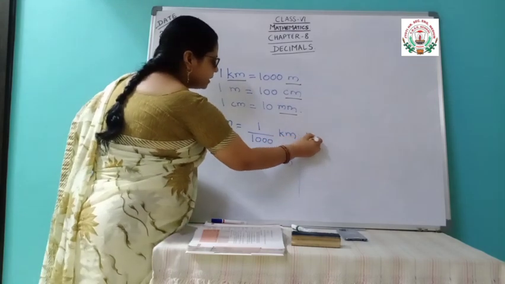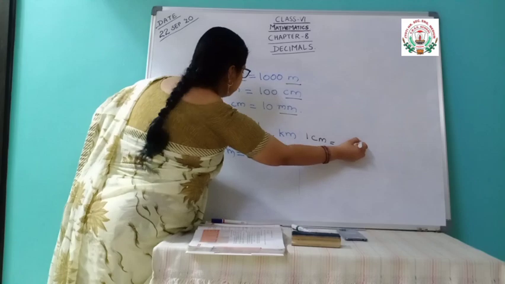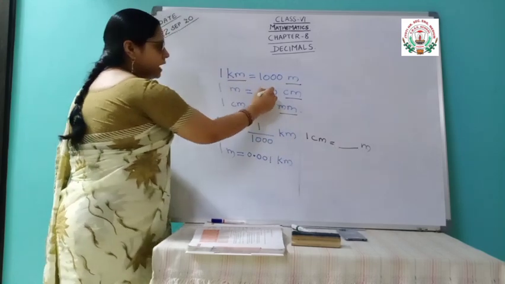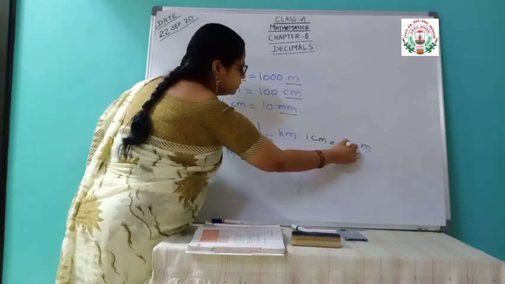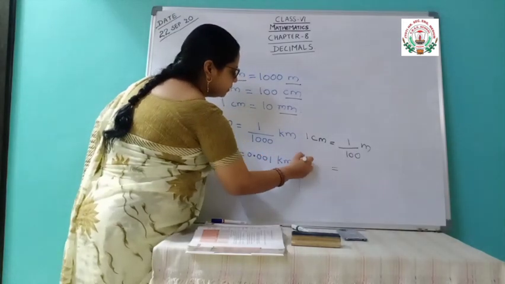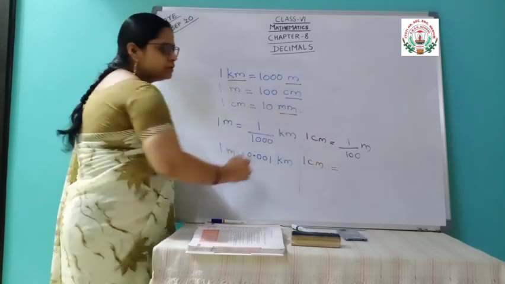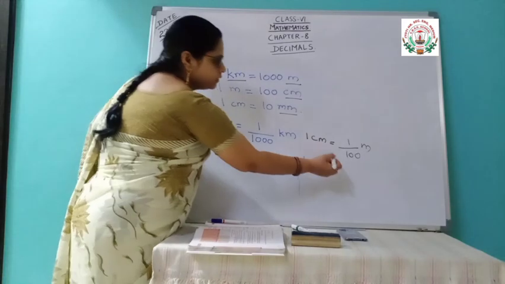That is, 1 centimeter is equal to how many meters? So that 100 will come to this side in the denominator. So that is 1 by 100 meter. Two zeros are there, means the decimal will come before 2 digits.